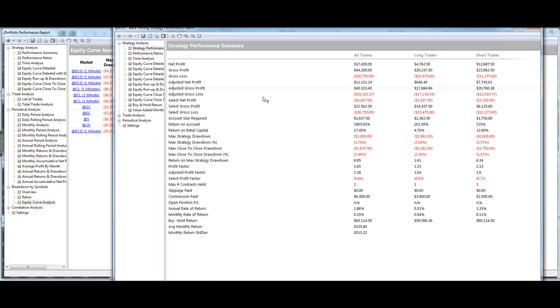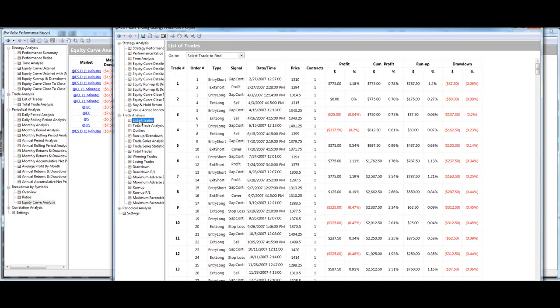I think this is Gap Continue. Let's look at the trades. Gap Continue, that's correct. You can see when we enter into a trade, enter short at 13.10, exit short at 12.94, and that's 16 points or $800. But the profit is $775 because we automatically take out $25 for slippage and commission.